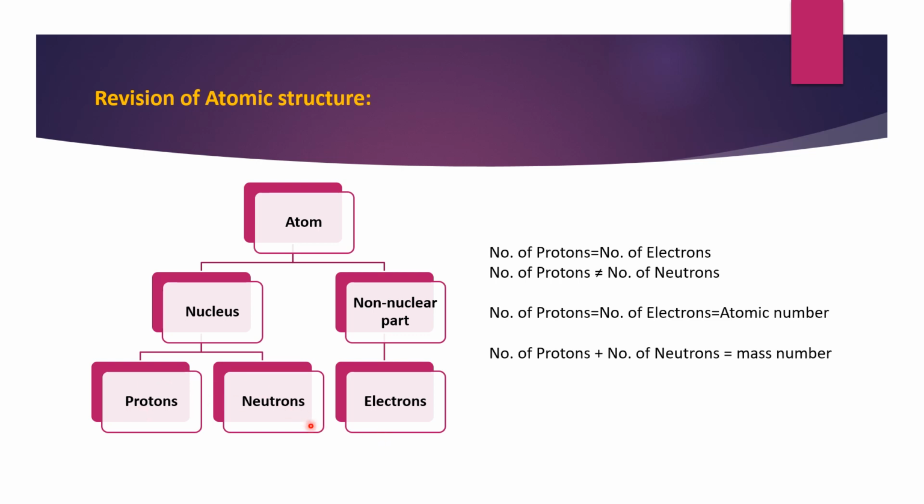The number of protons plus the number of neutrons gives us the new terminology, that is the mass number, that we have discussed in the earlier videos. If you have not seen it, please go and watch that video for better understanding. So are neutrons only contributing to the mass number?